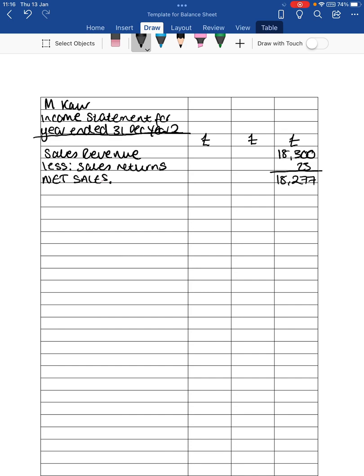Once we've found out our net sales, we're then going to move on to our cost of sales. So I'm going to write here less cost of sales, and because this is a heading, you should underline it with a ruler. And the very first thing that we're going to do is have our opening inventory.